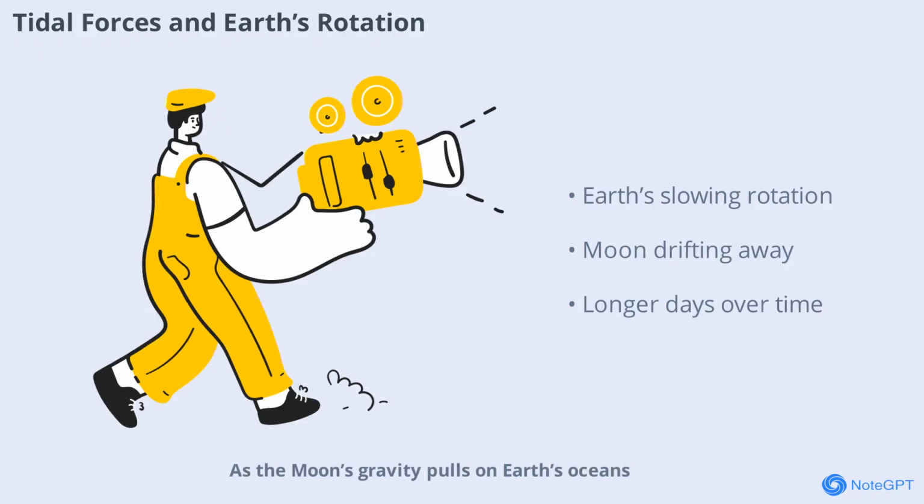As the moon's gravity pulls on Earth's oceans, it creates friction that transfers energy from Earth's spin to the moon's orbit. This causes our days to lengthen over millions of years and pushes the moon slowly farther away.